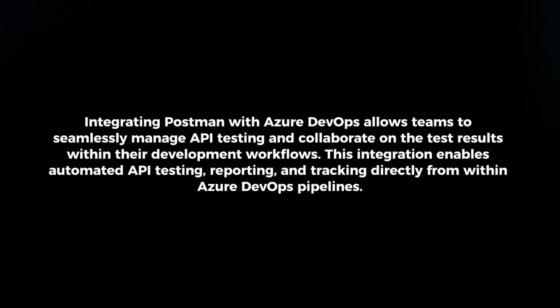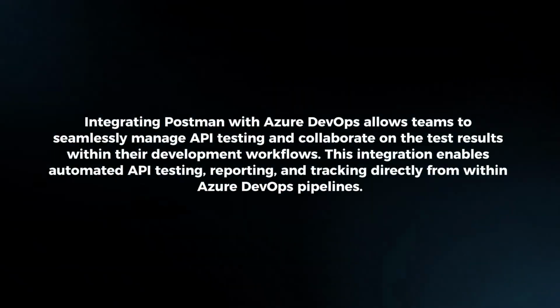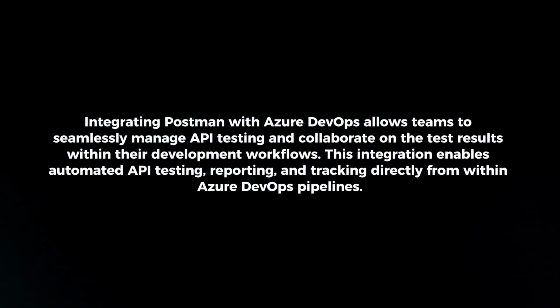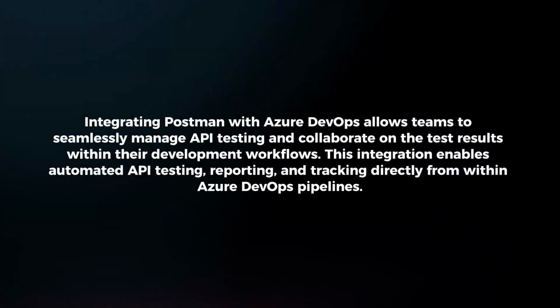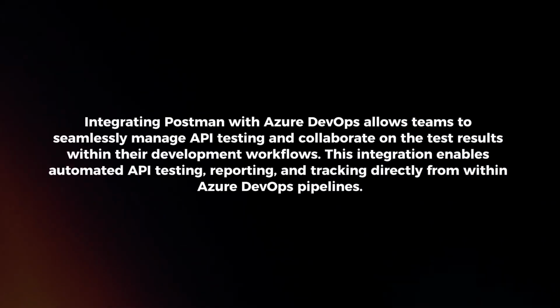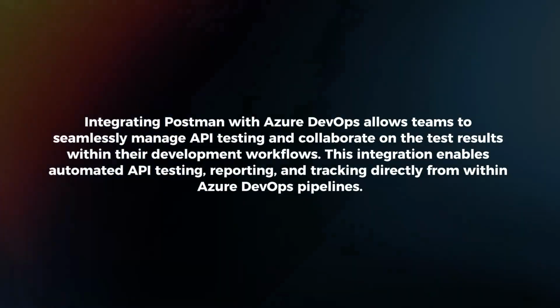Integrating Postman with Azure DevOps allows teams to seamlessly manage API testing and collaborate on the test results within their development workflows. This integration enables automated API testing, reporting, and tracking directly from within Azure DevOps pipelines.